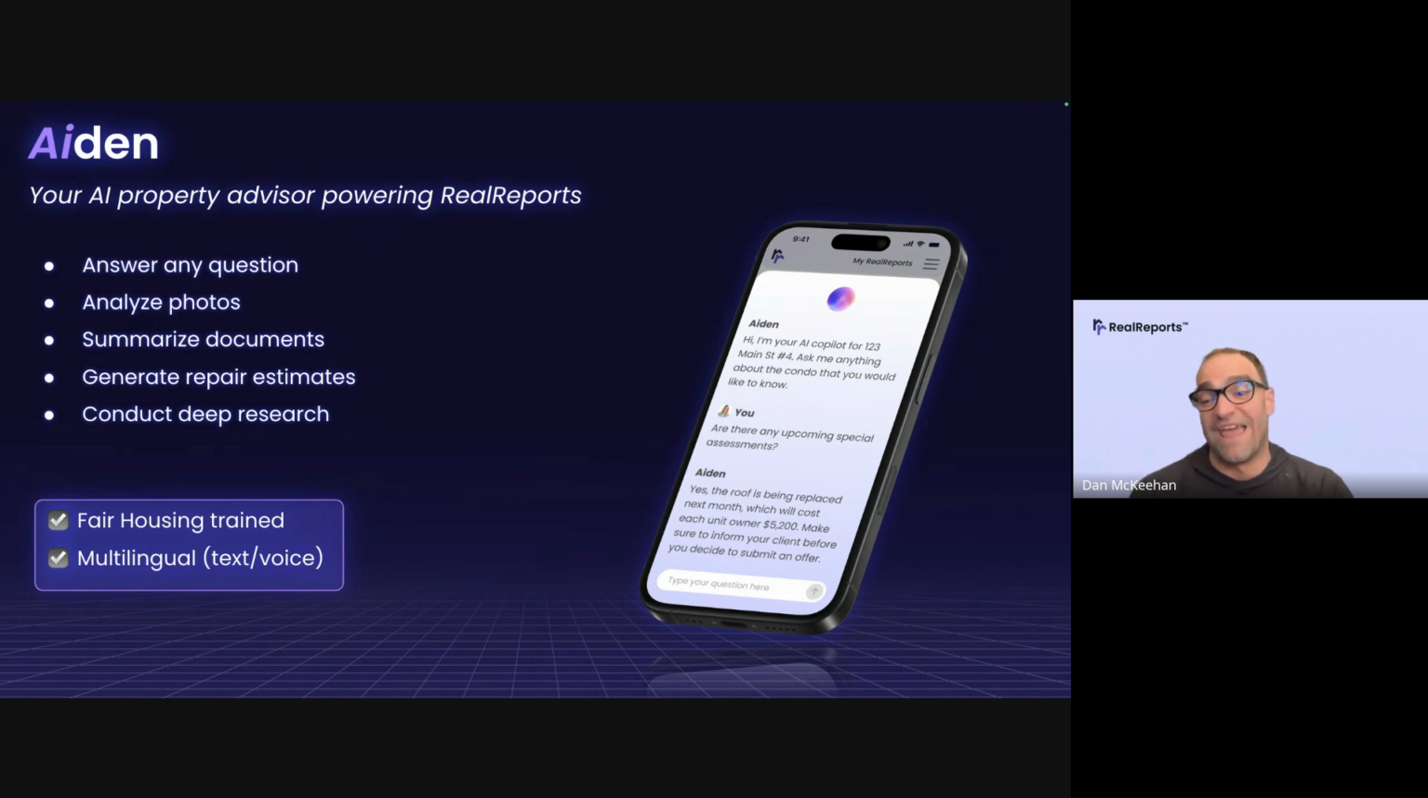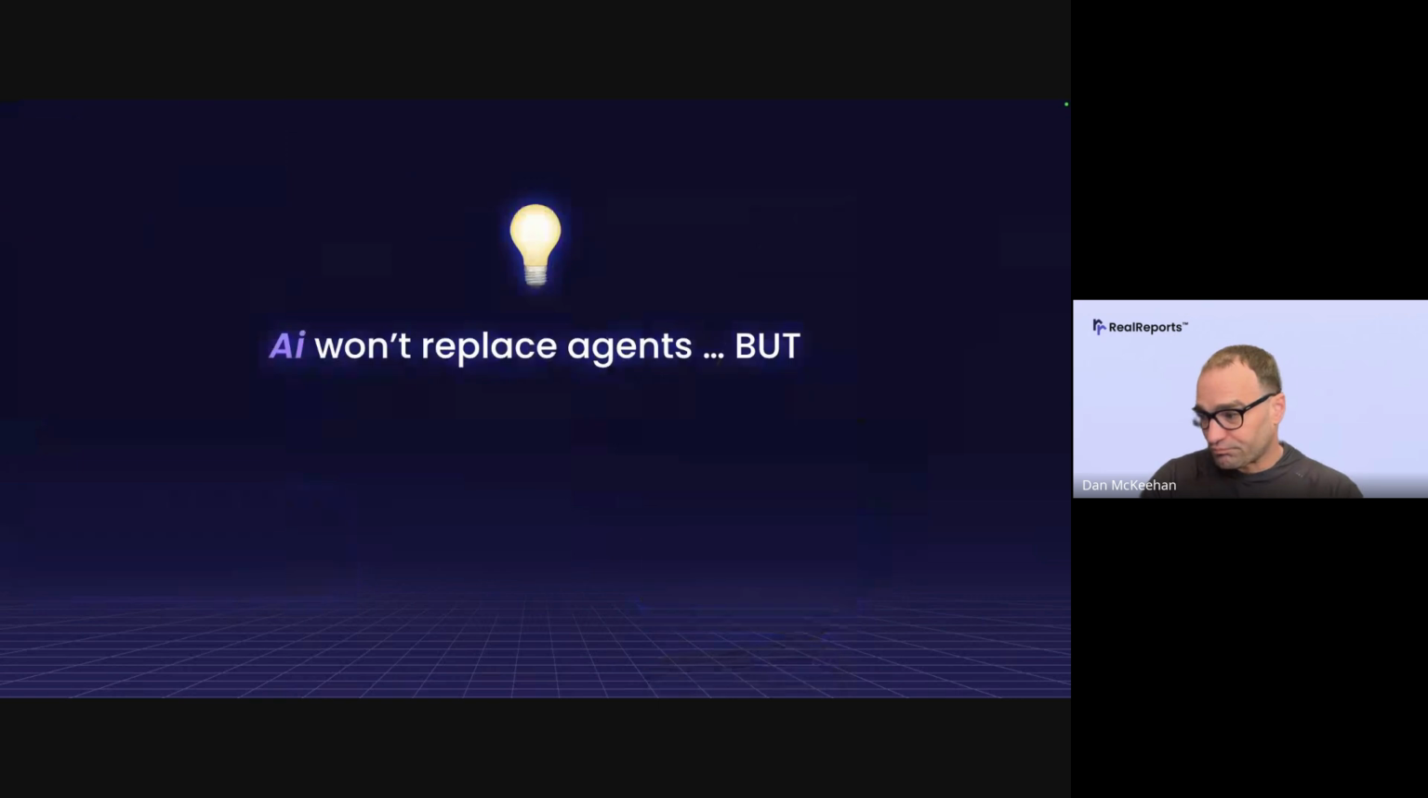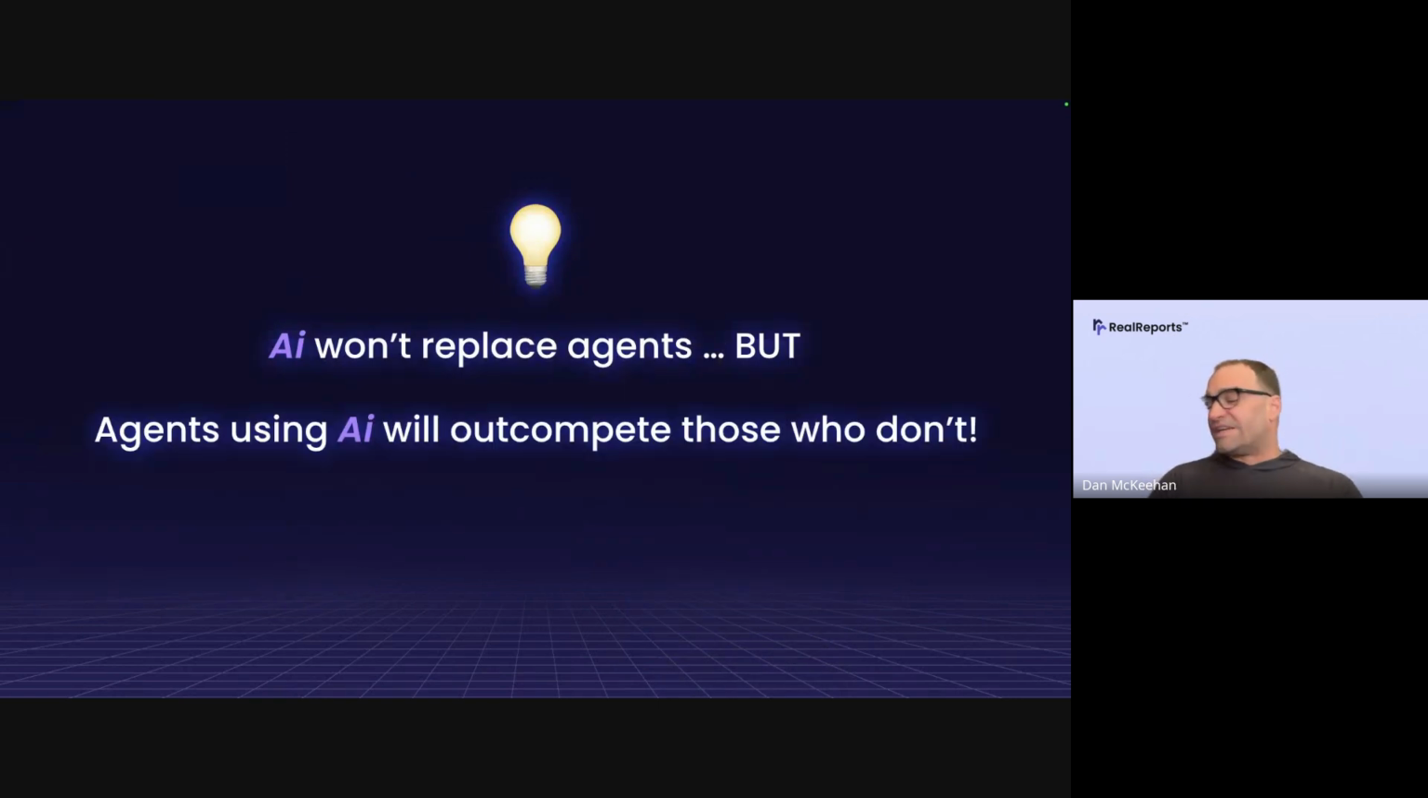All tiers of Aiden will be fair housing trained. That is table stakes in this day and age. And we also know how you all are on the go constantly. So this is voice enabled, so you can actually talk and interact with Aiden, and it's multilingual. We do not believe that AI will be replacing agents. However, like a lot of technology, we believe that agents using AI are going to outcompete those who don't.